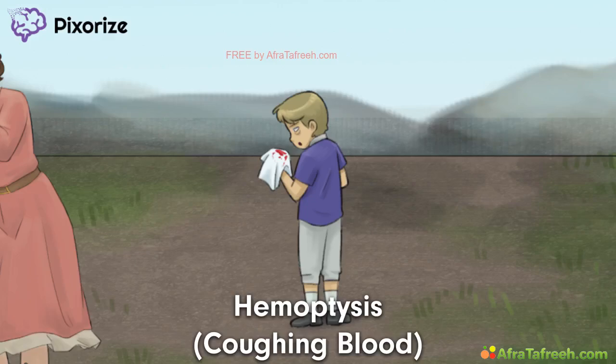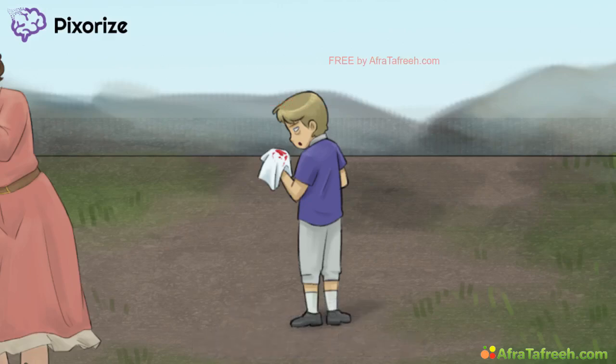The small vessels of the lower respiratory tract are inflamed, which can cause leakage of blood into the alveoli and coughing up of blood. Just remember that if a condition causes hemoptysis, it most likely involves the lower respiratory tract.